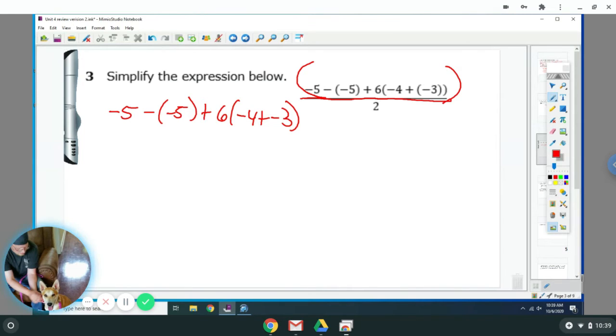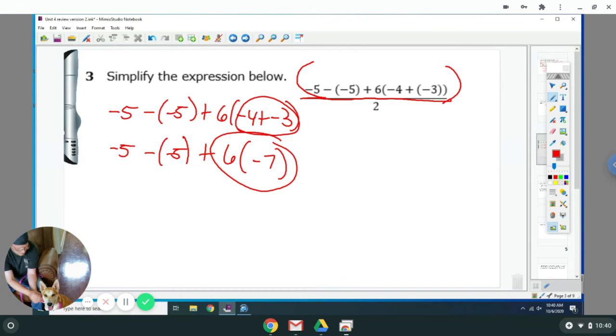So I'm going to do inside the parentheses first. So now you still have negative 5 minus a negative 5 plus 6, parentheses. We're going to do this inside first. Negative 4 plus negative 3 is negative 7. And when the 6 is on the outside of the parentheses, that means to multiply. So we're going to multiply these together. So now you have negative 5 minus negative 5 plus negative 42.